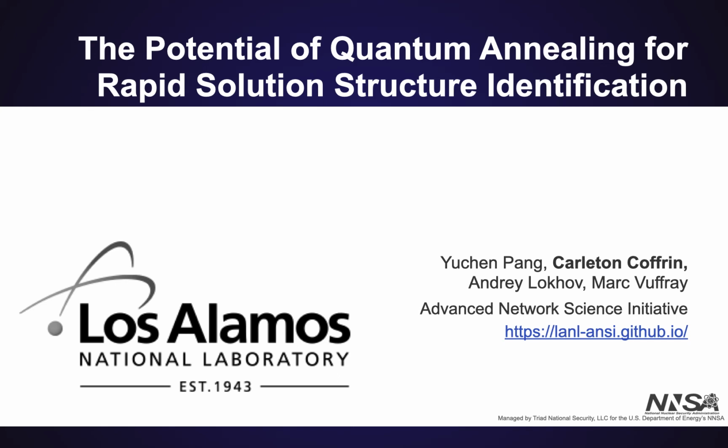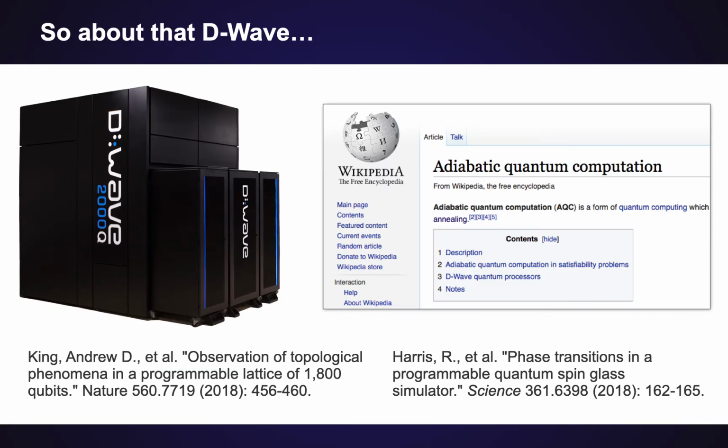Hi, I'm Carlton Coffrin. In this video, I will be reviewing some core results from the technical report, The Potential of Quantum Annealing for Rapid Solution Structure Identification. This work begins with the D-Wave quantum computer, which is a sophisticated analog computing device that runs at near 0 Kelvin to perform an adiabatic quantum computation called quantum annealing.